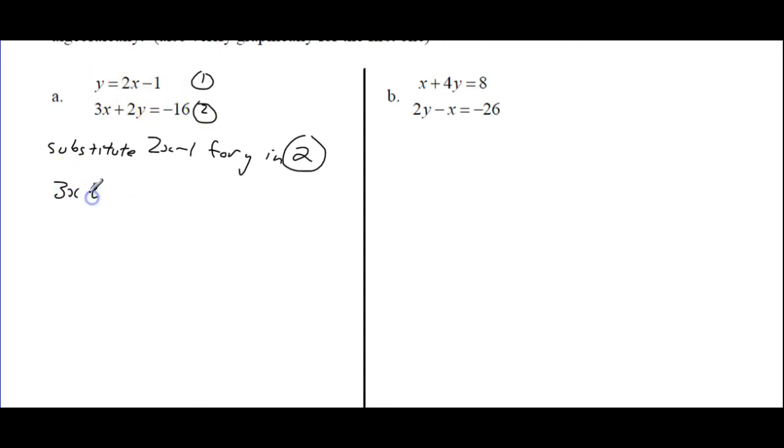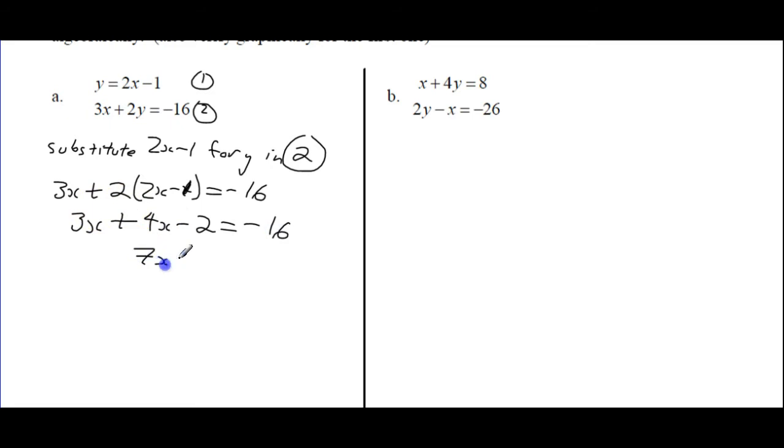So 3x plus 2, now instead of y, we're going to substitute 2x minus 1, equals negative 16. 3x plus 4x minus 2 is negative 16. This will be 7x. Let's add 2 to both sides, is negative 14. So x is negative 2.